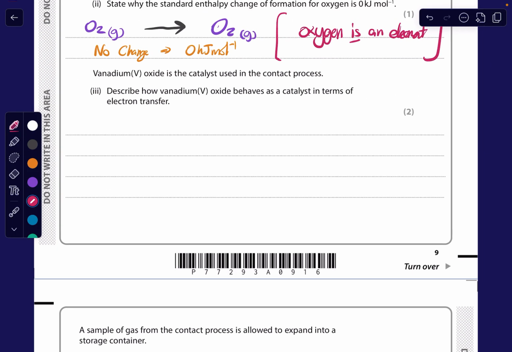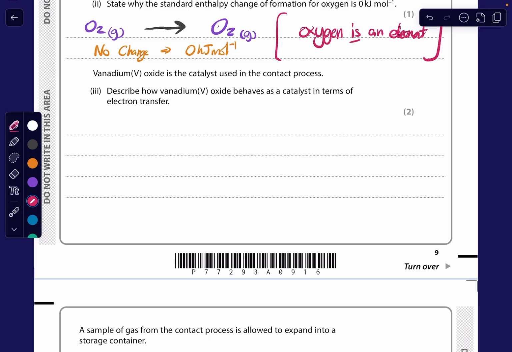Some of you use my technique where you just spitfire everything to do with catalysts. I love that you did that. However, the exam board seems to be saying, do not do that for this question, and that's fine. The question's only worth 2 marks. Describe how vanadium oxide behaves as a catalyst in terms of electron transfer. So they've been very specific in the way that they want you to talk about it. When we talk about electron transfer, they want you to talk about where it is reduced and where it is oxidized. So you need to make sure you're using those terms.